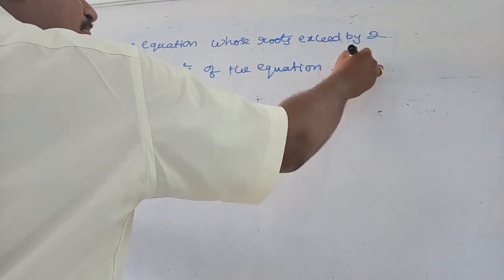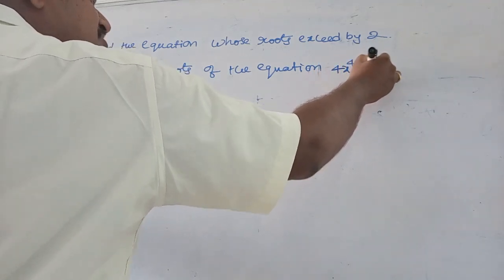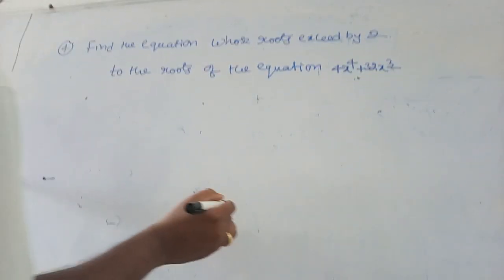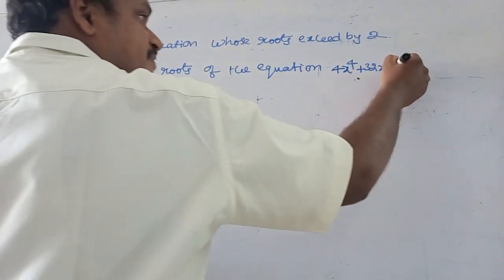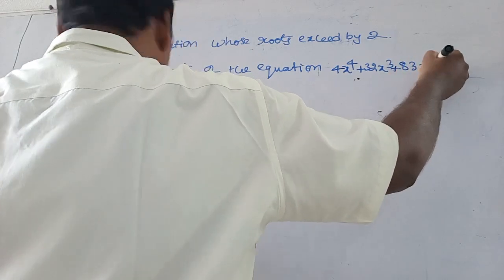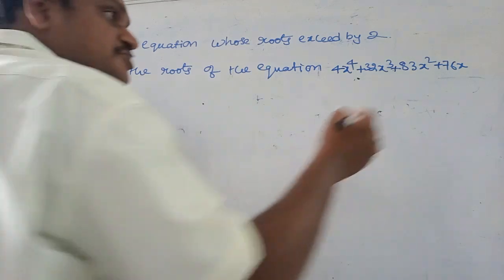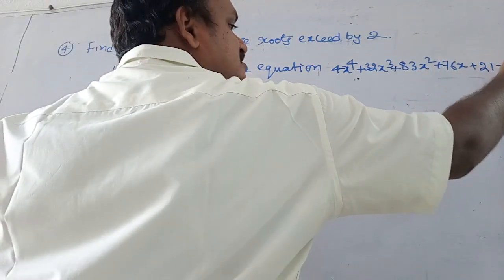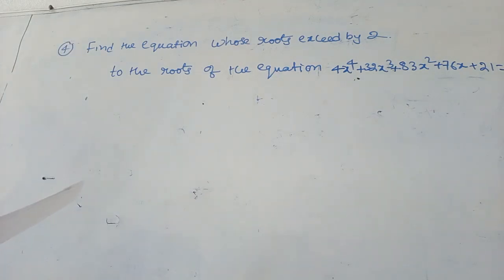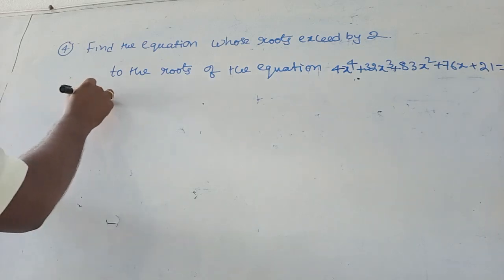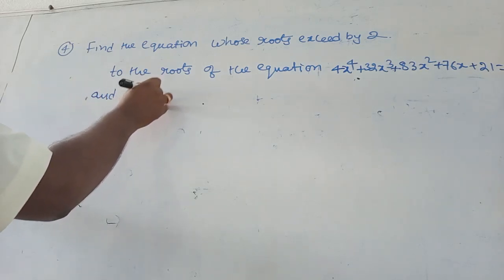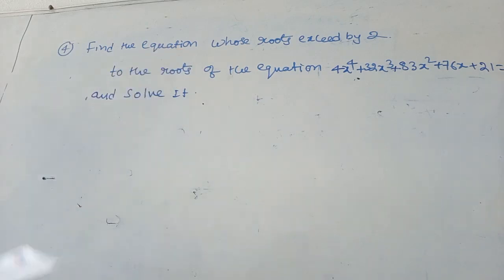4x power 4 plus 32x cube plus 83x square plus 76x plus 21 is equal to 0. This is what we need: find the equation whose roots exceed by 2 the roots of the equation, and solve it. Like this we need to do, my dear students.